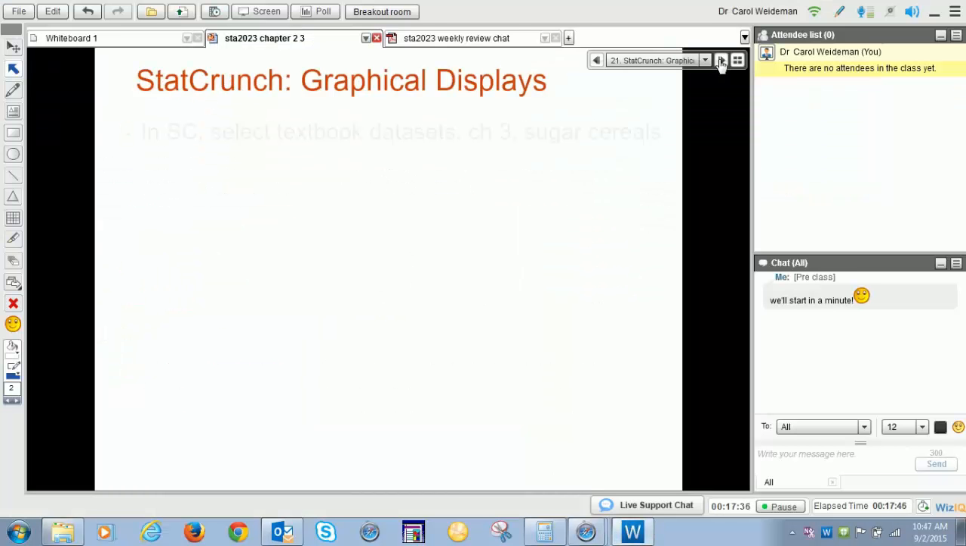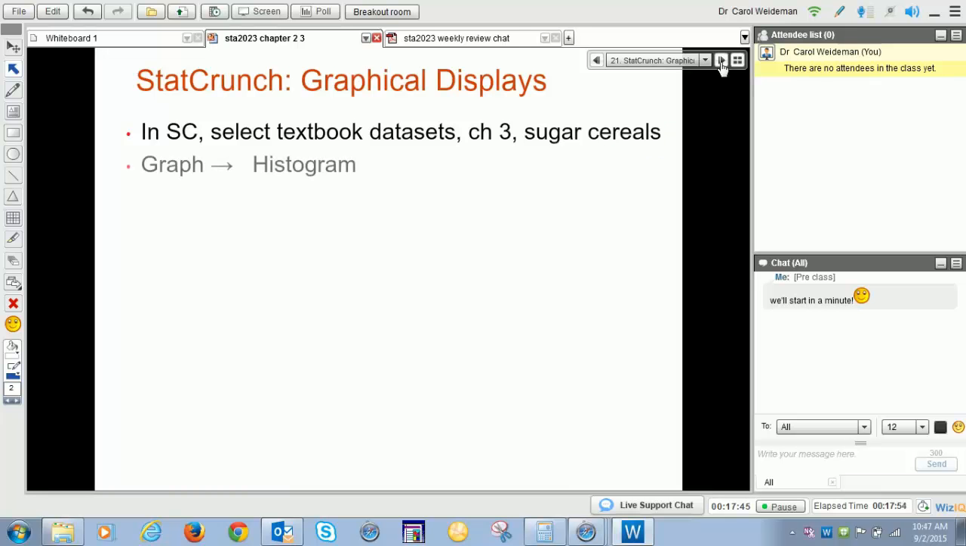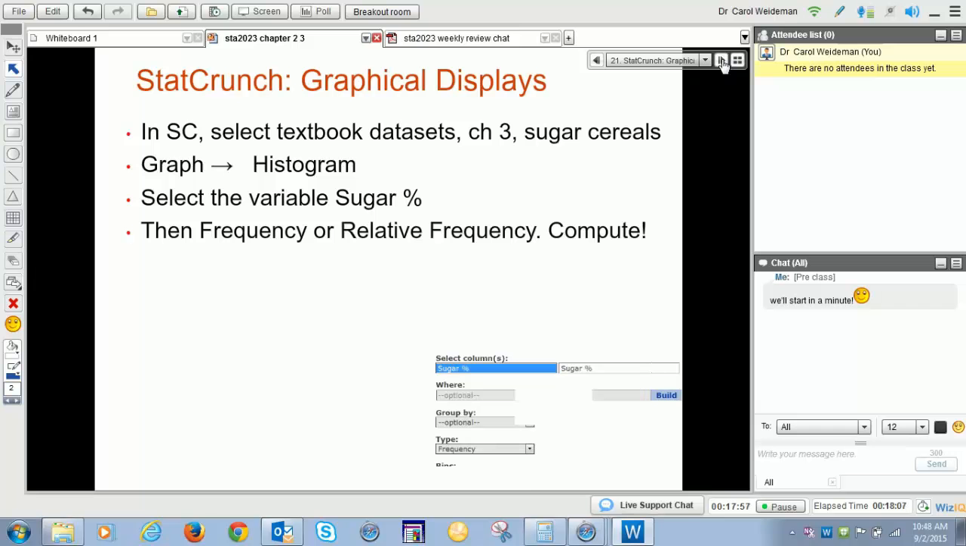Okay, so in StatCrunch, I'm going to use the textbook data set from Chapter 3 on sugar in cereals. And again, I'm not going to share the screen because I seem to be having a little issue with my StatLab program. So let's stay over here. I've got screenshots. So you pick Graph, Histogram, and select the variable sugar percent, and then do relative frequency or frequency. So here's what the window looks like when you're building the display.